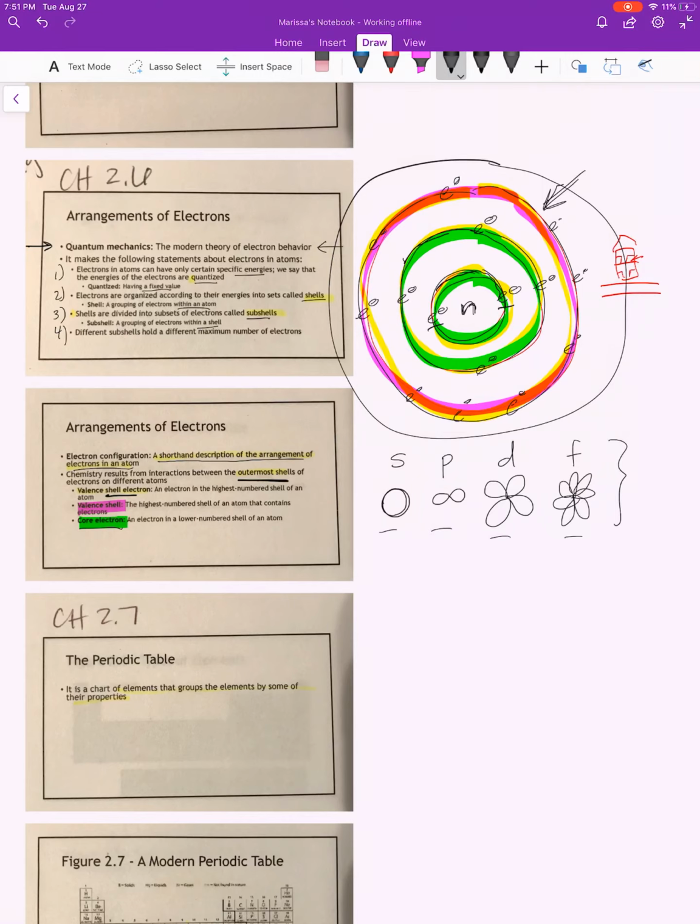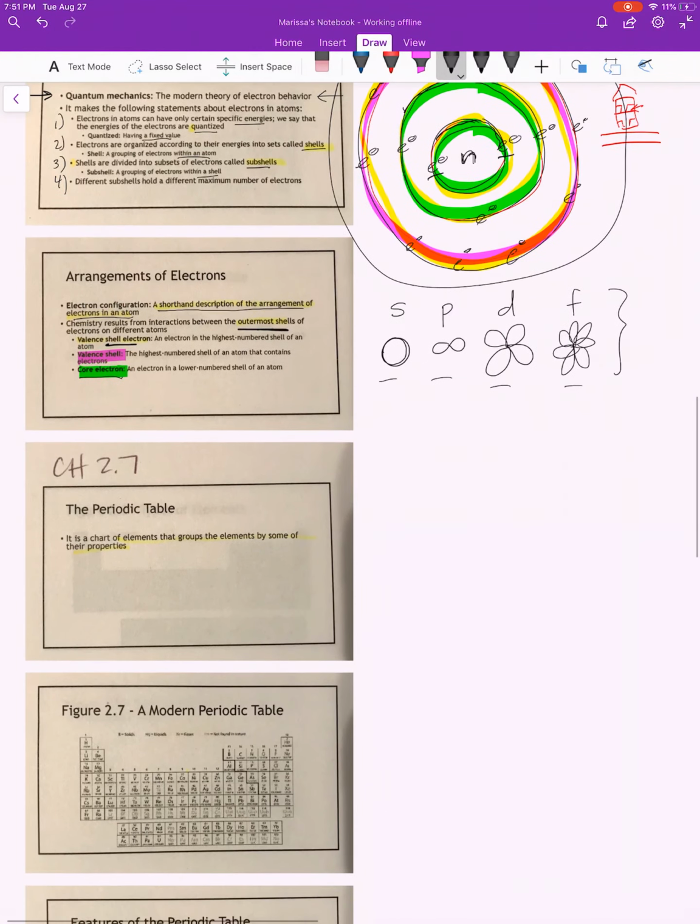Okay, now electron configurations are kind of confusing, so we're going to go through the periodic table, and I'm going to use this one right here, and then you're going to have one as well, and you're going to feel free to label it as best you can.